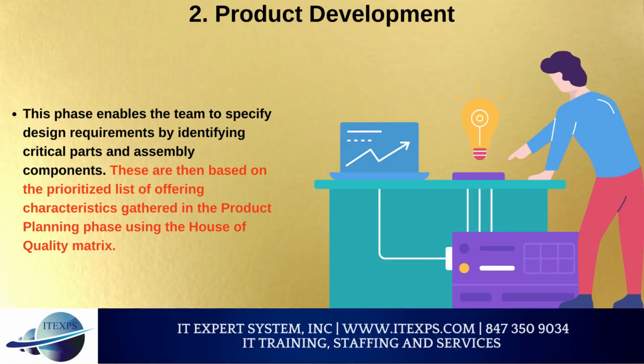2. Product development. This phase enables the team to specify design requirements by identifying critical parts and assembly components. These are then based on the prioritized list of offering characteristics gathered in the product planning phase using the House of Quality matrix.